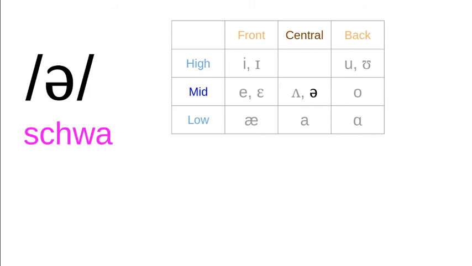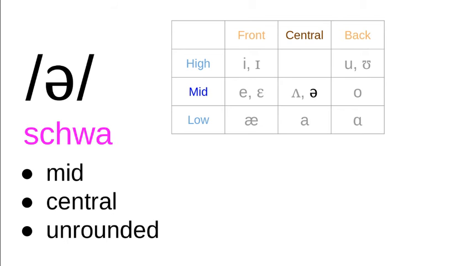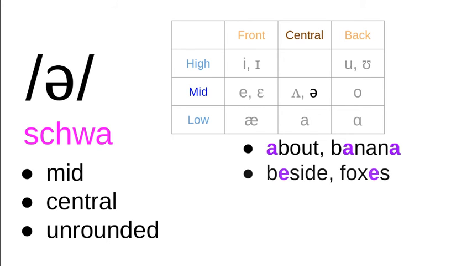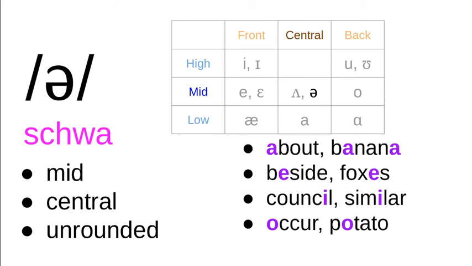As for spelling, first I should say it's a mid-central unrounded vowel. I'm going to run you through a lot of examples, mainly just to show that this sound can be spelled with literally any vowel. So we have it as A in about and banana, not the middle A in banana, but the other two A's. It's spelled with an E at the beginning of beside and in foxes, spelled as an I in council and similar, the second I in similar. Spelled as an O in occur and the first O in potato, and it's spelled as a U in support and campus. So quite a mess.